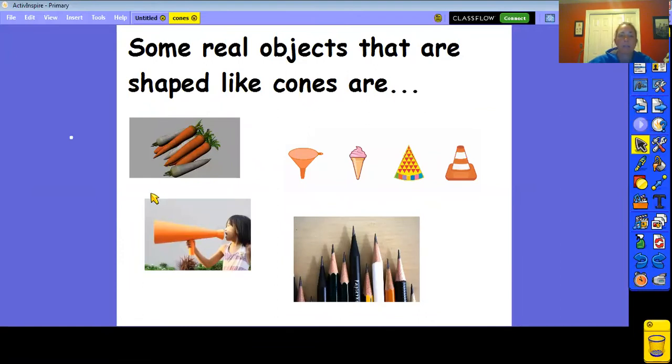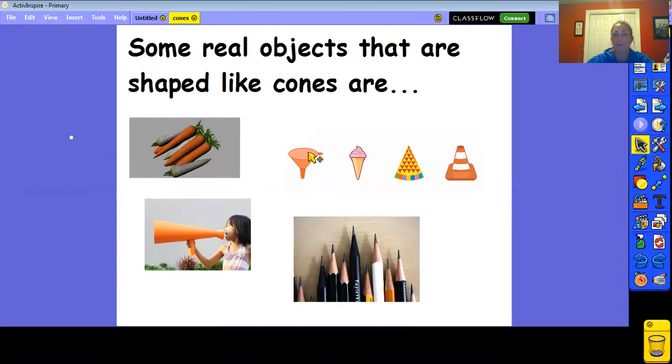Some real objects that are shaped like cones are, look at these real objects. Do you know what that is right there? Those are carrots. Think about a carrot. Now, these carrots don't actually have a flat surface at the top, but if mom or dad took a knife and cut the little leaves off the top of the carrot, it would have a nice flat surface and a vertex at the bottom. You can slide a carrot, you can roll a carrot. Could you stack 2 on top of each other?